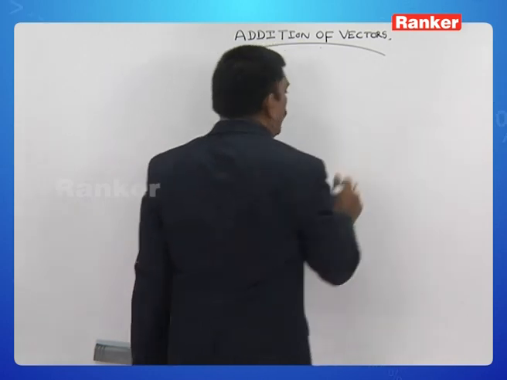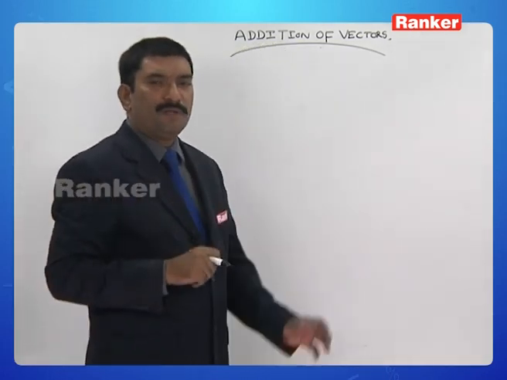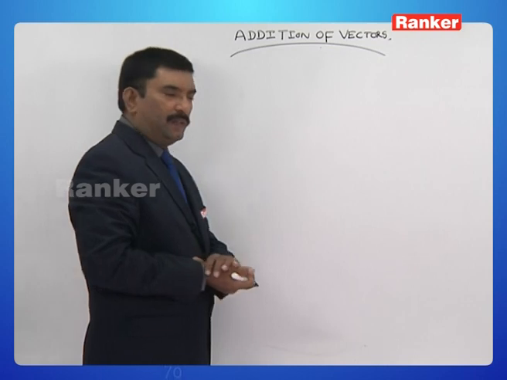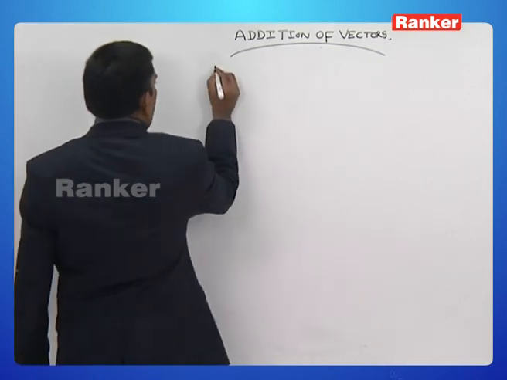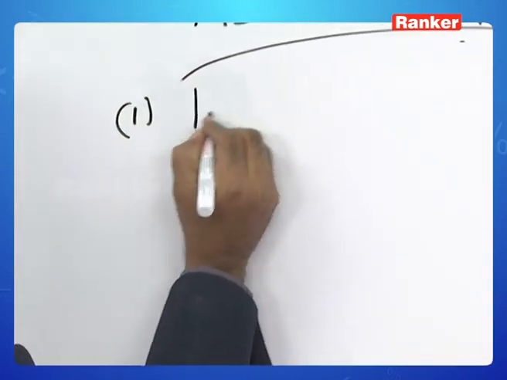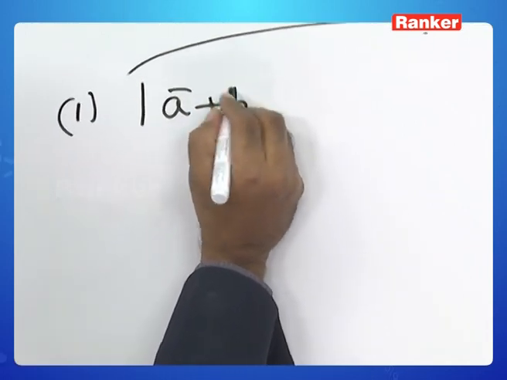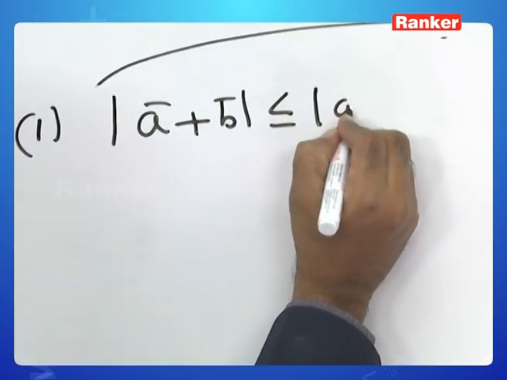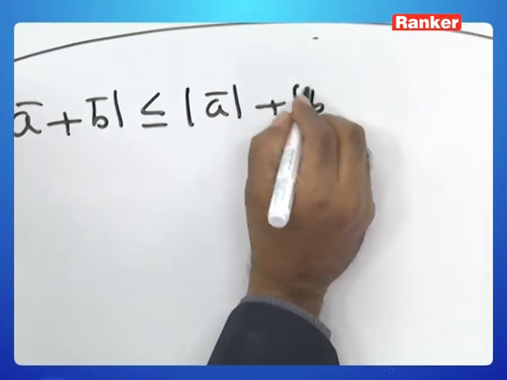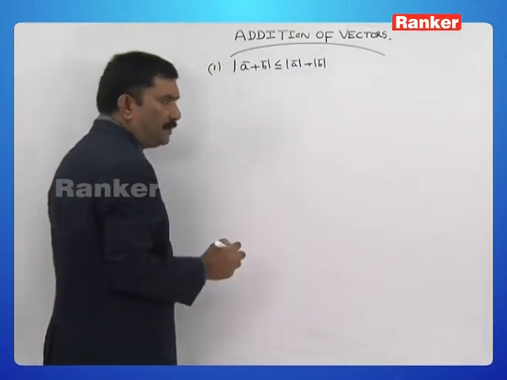Now, let A bar and B bar be two non-zero vectors. Then we can prove the three identities. One is modulus of A bar plus B bar is less than or equal to modulus of A bar plus modulus of B bar.